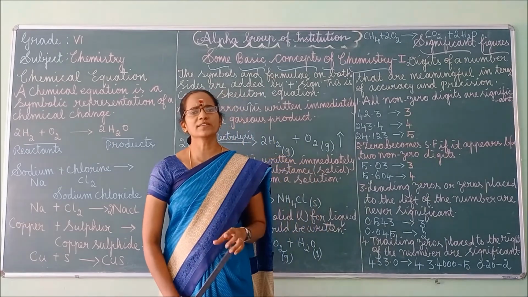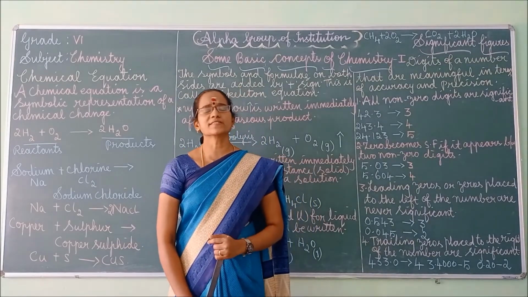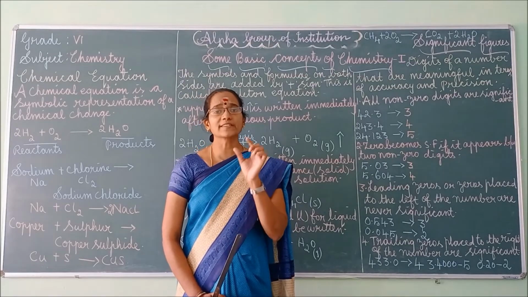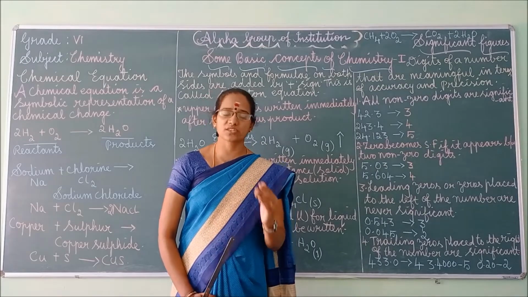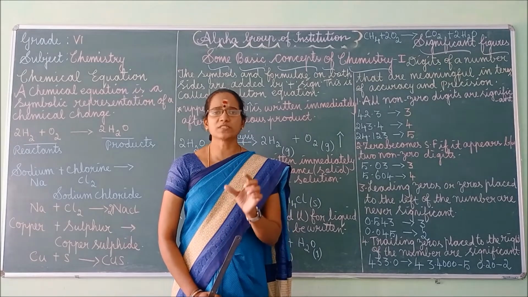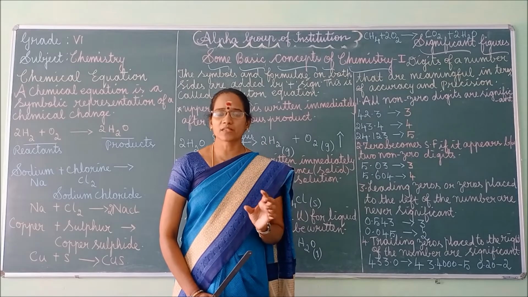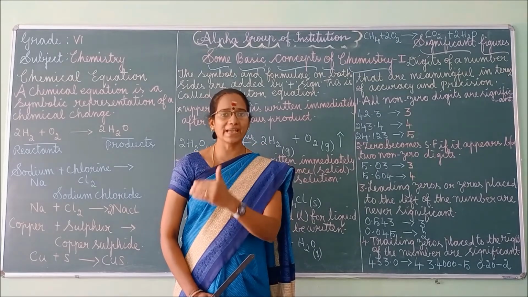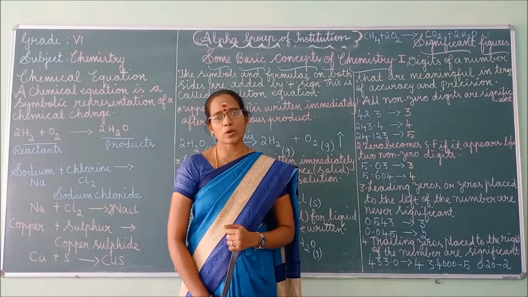What is the difference between reactants and products? A substance that takes part in a chemical reaction is called the reactant, whereas the product is the final substance. We get one final substance, that is nothing but the product which we get at the end of the chemical reaction. These are the differences between reactants and the product.